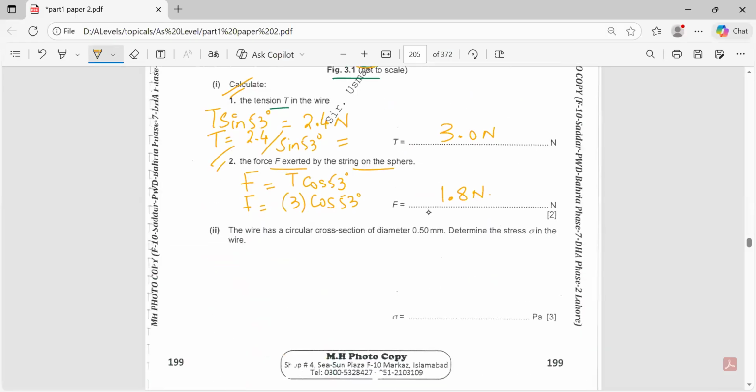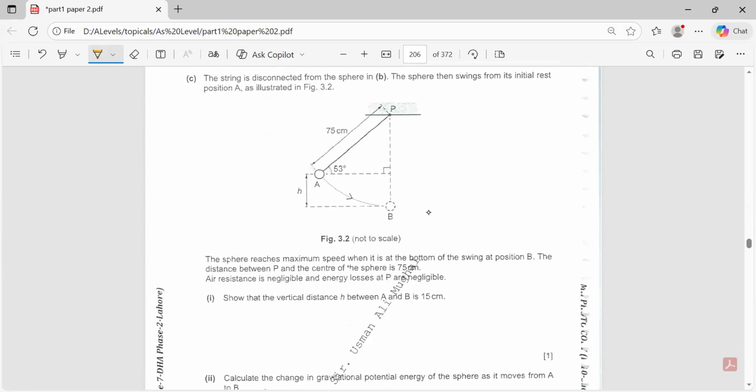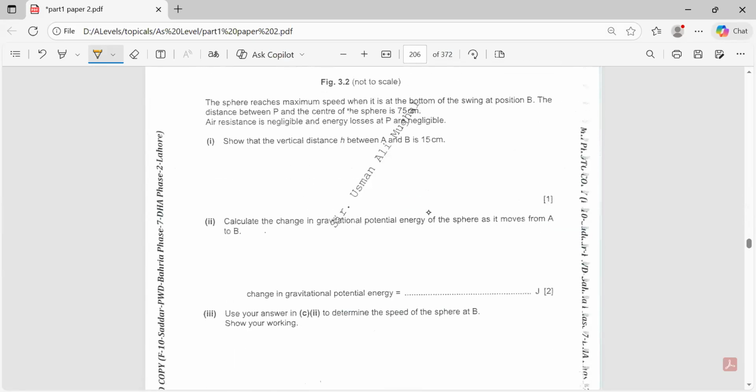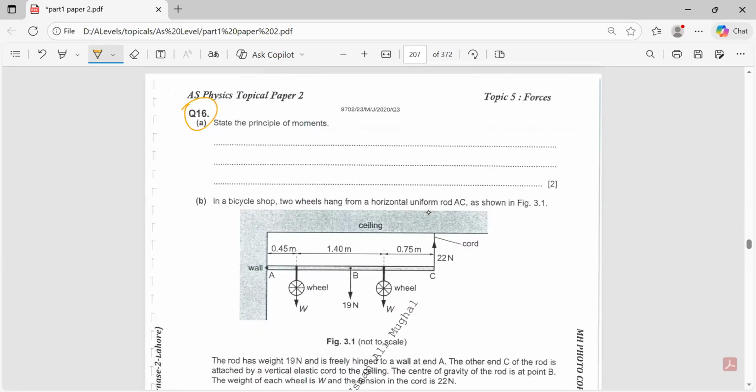The next part is actually related to the stress. Currently we have not studied stress, so the remaining part for the time being, we are just going to skip. Come to question number 16. Mark question number 16 is a very important question, so let's discuss how to solve question 16.